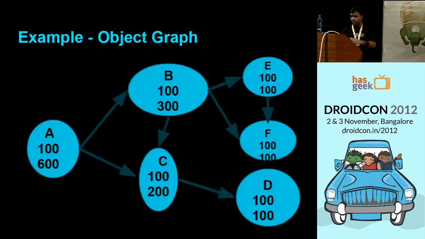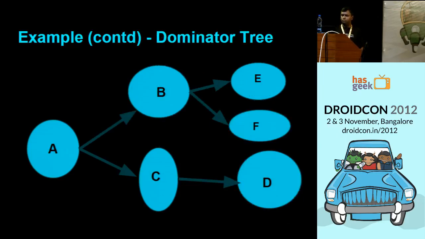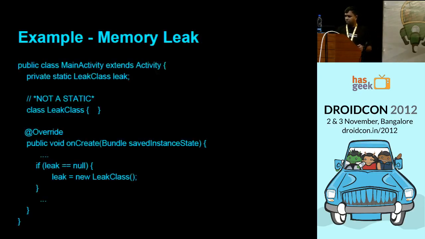Right. So whatever I have just explained, if we go back here, this is basically how the dominator tree for the previous object graph looks like. Okay. So now let's go into an example.